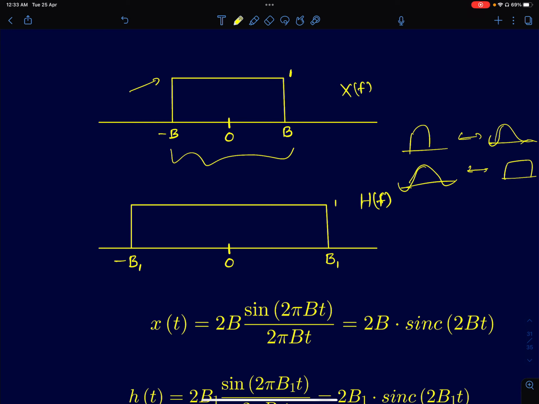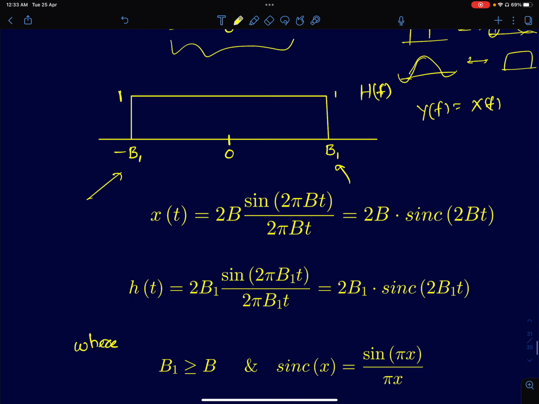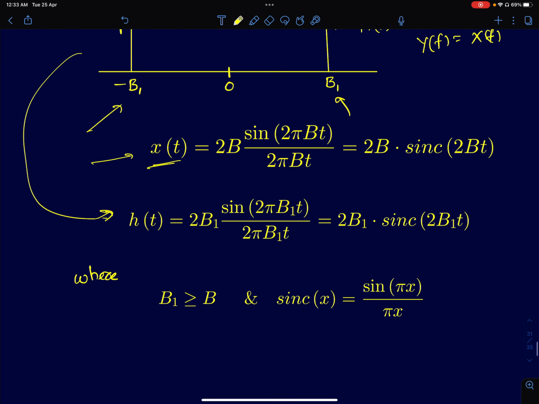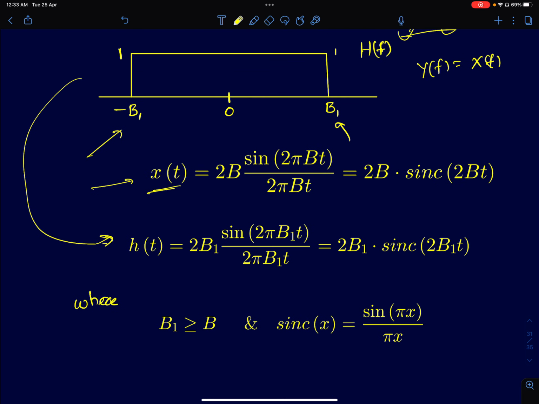Okay, so then any filter whose bandwidth is greater than b, here I've assumed the filter to be of bandwidth b1 greater than b, will satisfy the condition Y of f equals X of f. The important thing is the passband gain is supposed to be 1. That's it. So I've written it here in terms of X of t is a sinc function, h of t is also a sinc. If you take the inverse transform of H of f, it's also a sinc. Okay, so if you satisfy this condition, then the convolution of this function with this function will also be a sinc function equal to this in time domain.